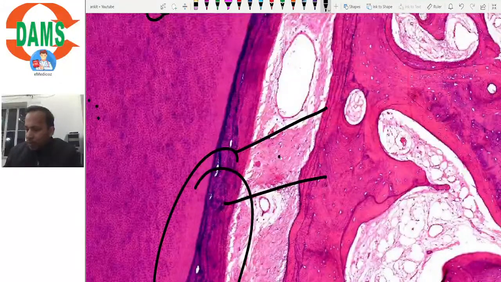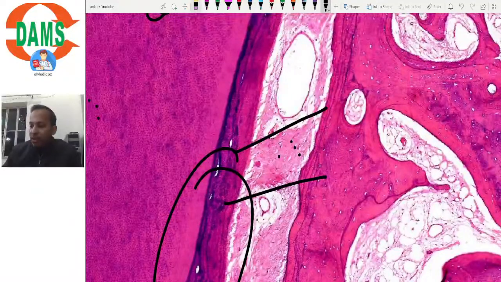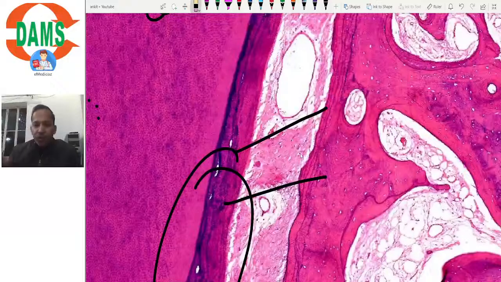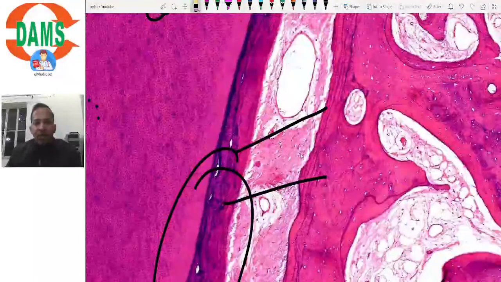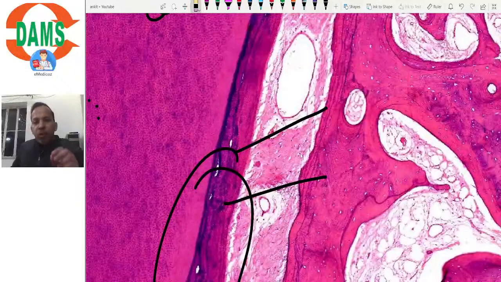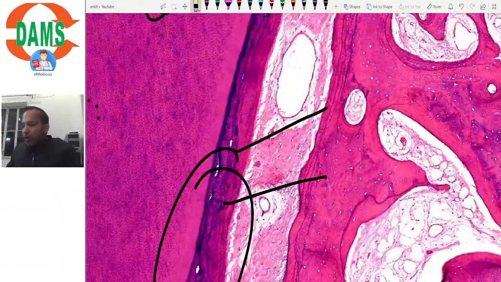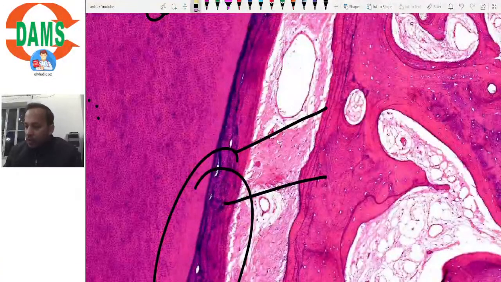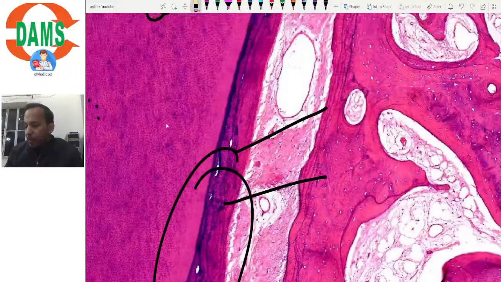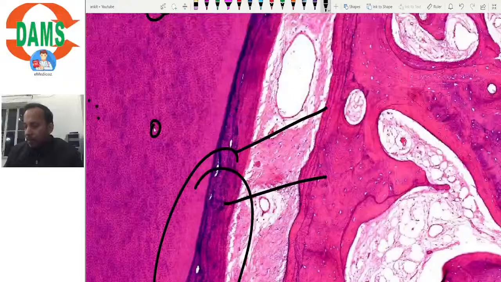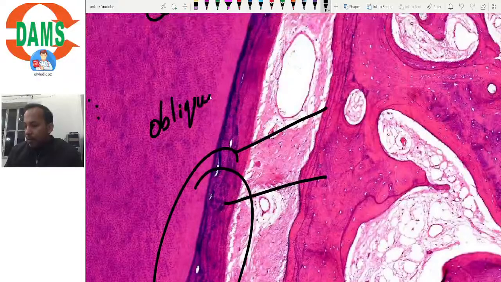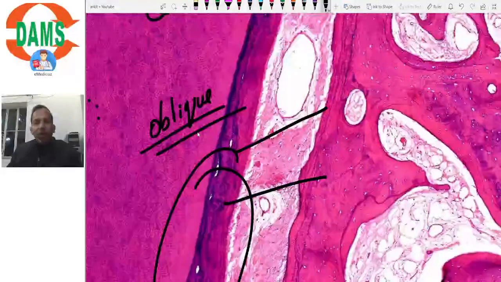We also notice that there are so many fibroblasts associated with this tissue, isn't it? If you take a closer look at the screens, you will see small blue dots. All these blue dots are nothing but the fibroblasts. These fibroblasts are associated with PDL. This particular look can be classified as oblique growth, isn't it? Oblique fibers of the periodontal ligament.